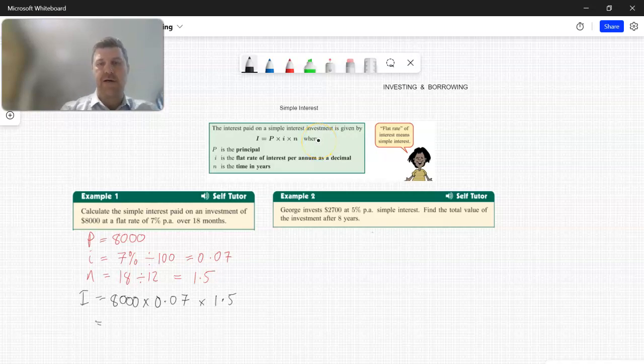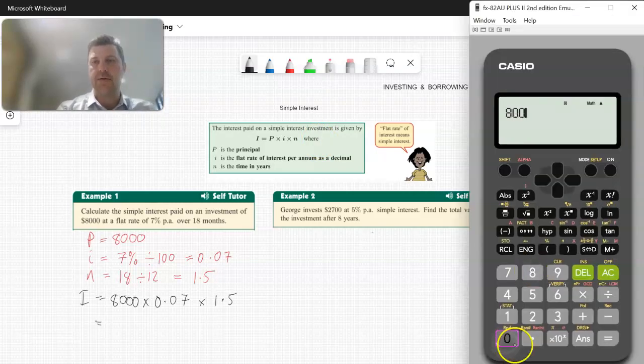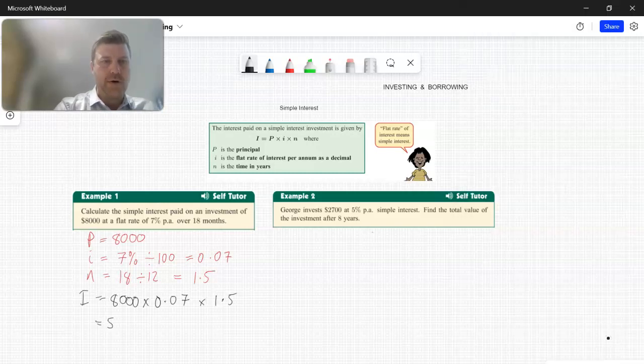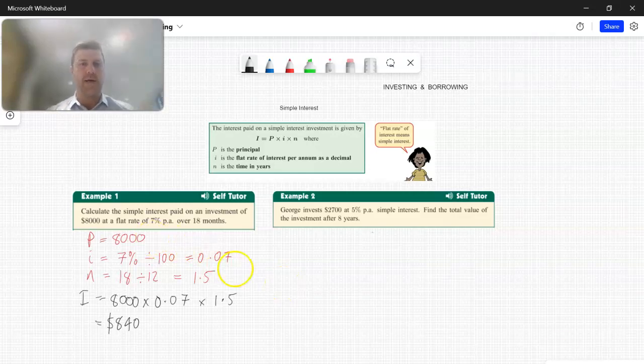And just put that straight into your calculator. So 8,000 times 0.07 times 1.5 is $840. So $840 is the amount of interest earned when you invest $8,000 at 7% for 18 months.